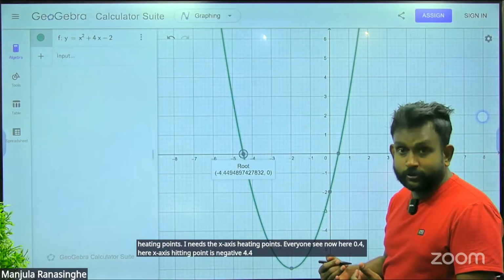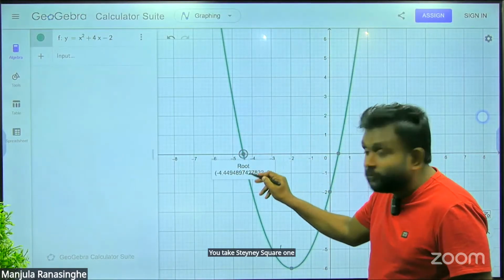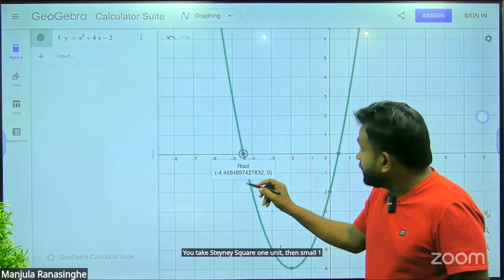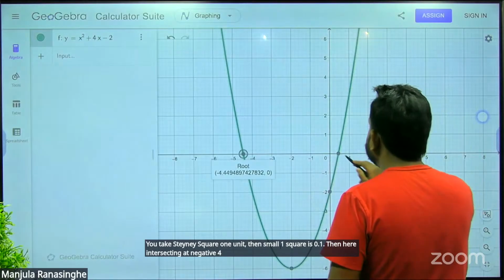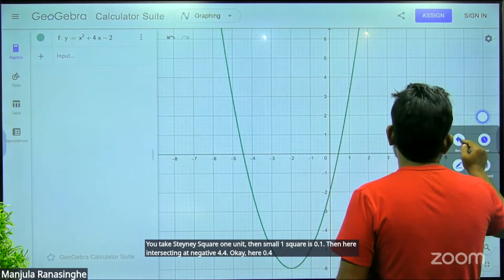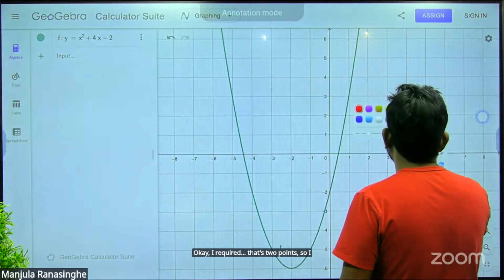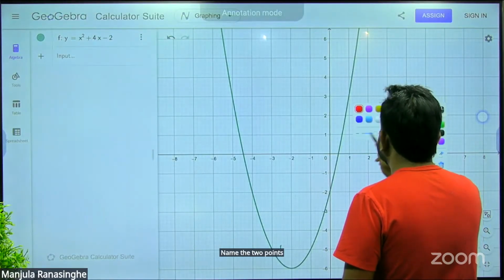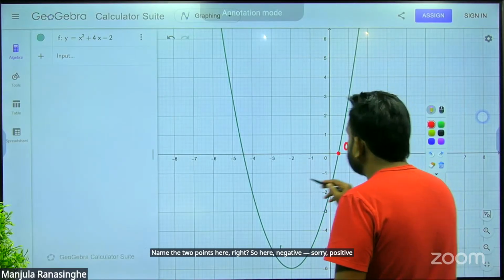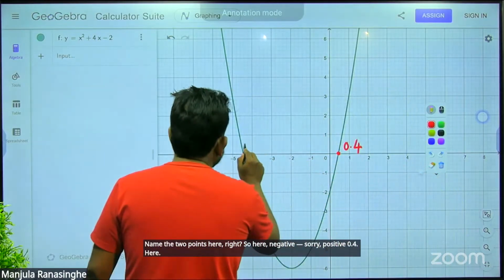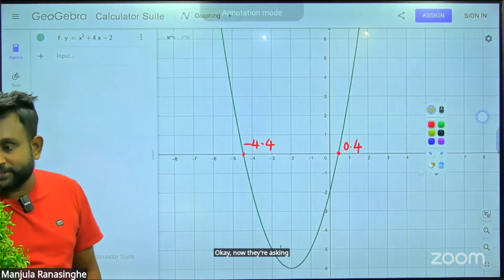In your graph, how to take the decimal? You take 10 small squares as 1 unit, then 1 small square is 0.1. Then here it intersects at negative 4.4, and here 0.4. I require those 2 points, so I name the 2 points here: positive 0.4, and negative 4.4, right? Now they are asking about these 2 points.